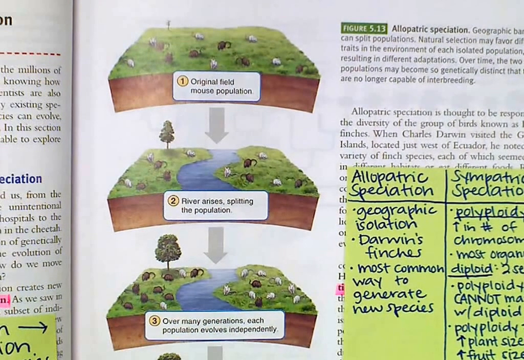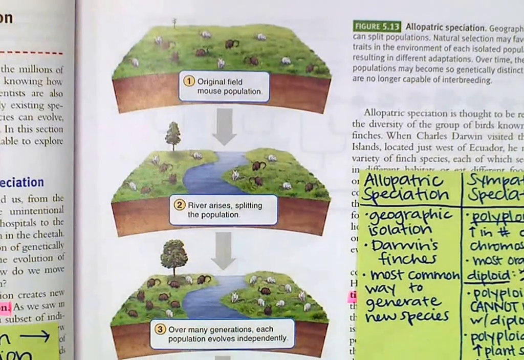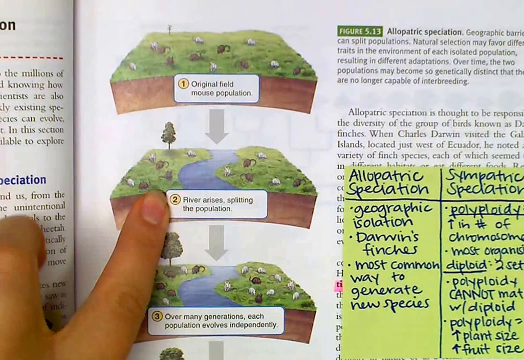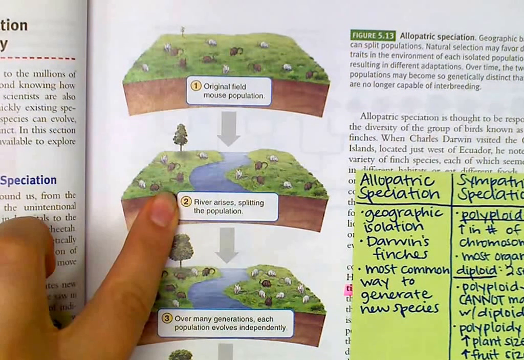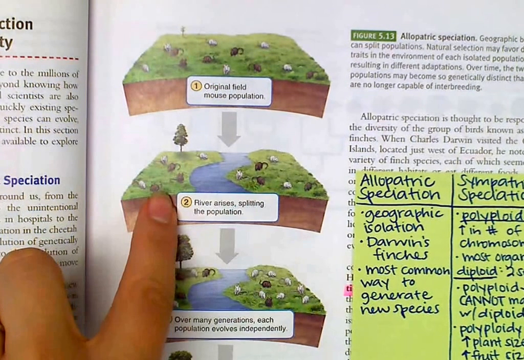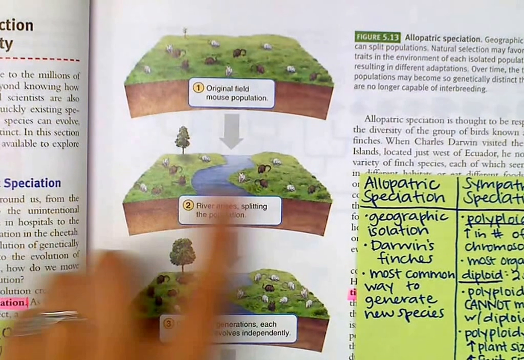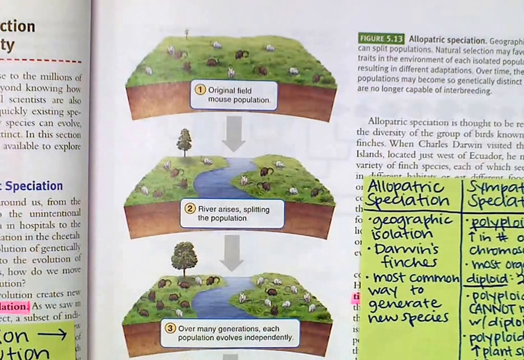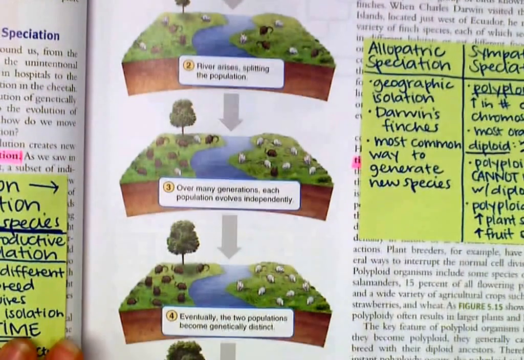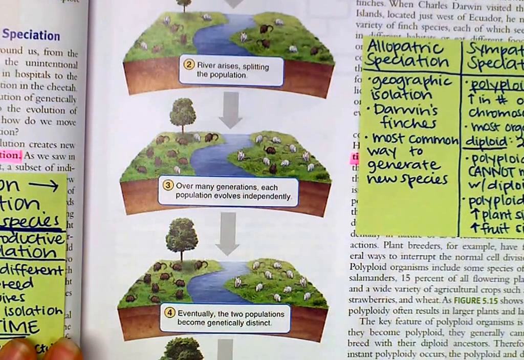Alright? And then here there's a really good example of allopatric speciation in a field of mice. They originally lived all together. All of a sudden a river comes, due to probably flooding or something like that, and separates this population from one population to now 2. And mice are not very strong swimmers, so they're not really going to cross the water. Over many generations, each population evolves independently.